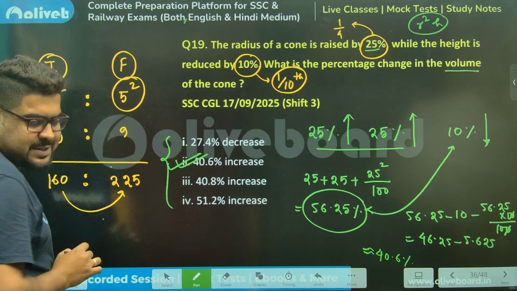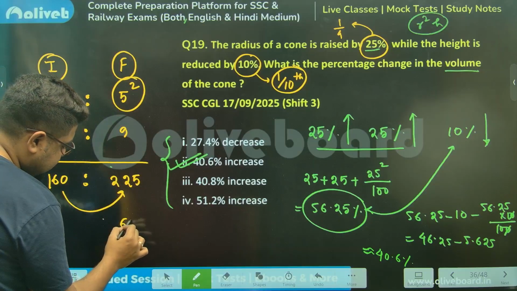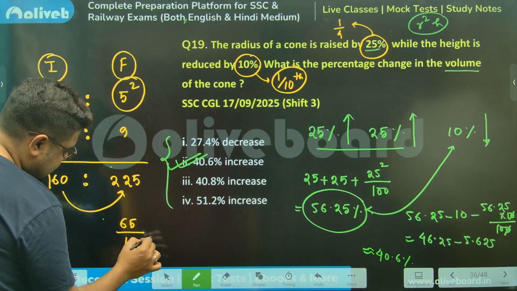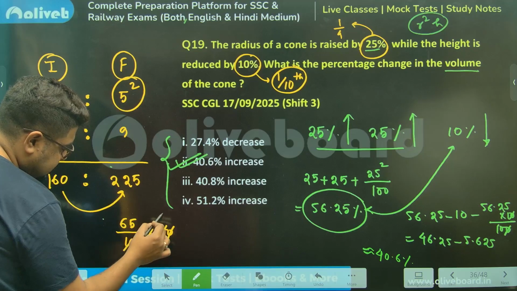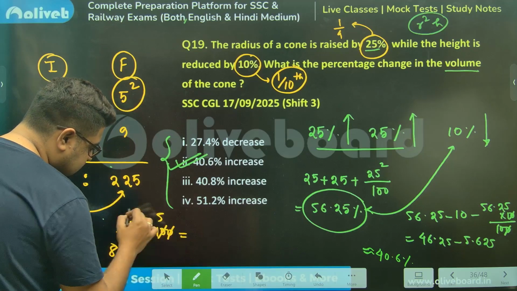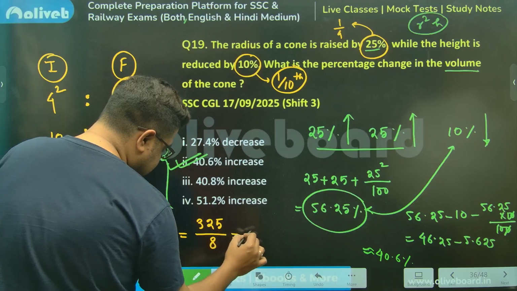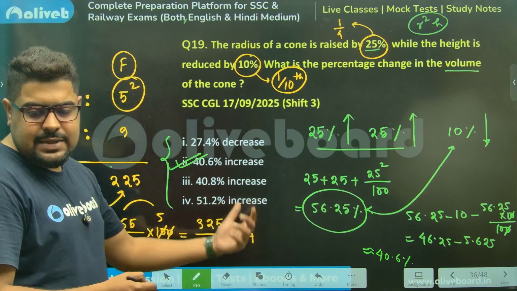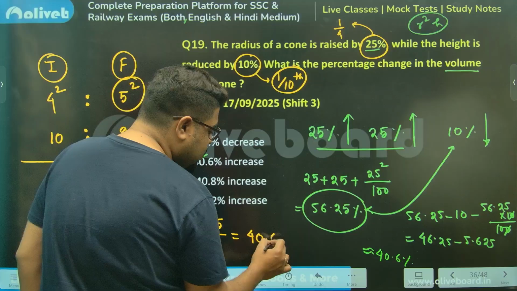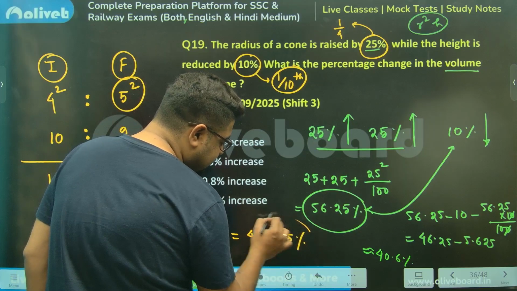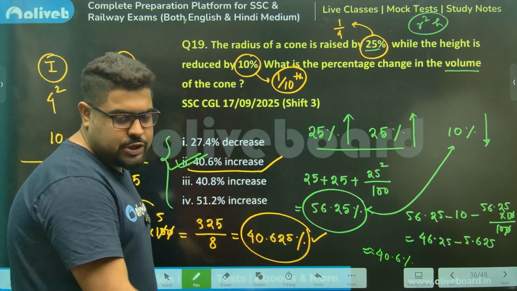Calculate the percentage change. How much increment here? 65 increment out of 160 into 100. So again, 2 5s are this, 2 8s are this. 6 5s are 300, 325 by 8. So 40% and then some. 40%, 5 by 8. 5 by 8 is 0.625. So in decimal, 0.625. So definitely my answer is option 2.